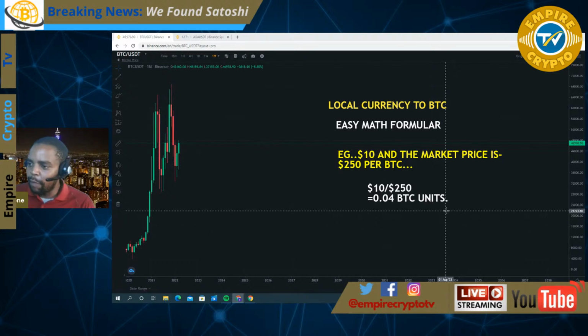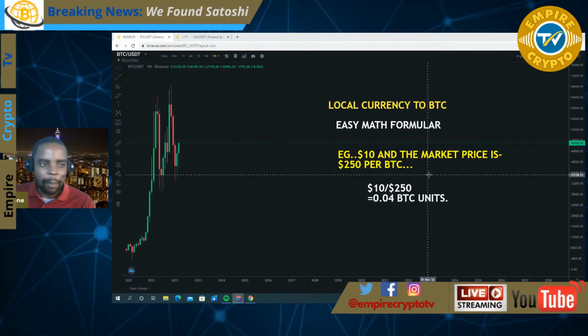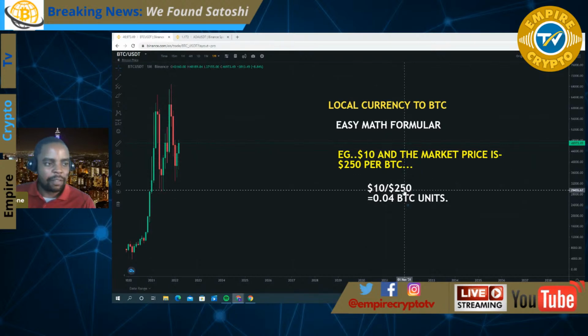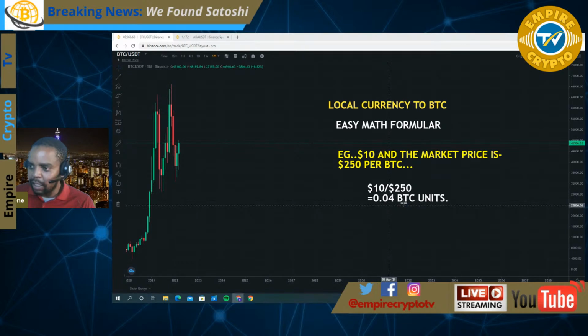If you have $250 per coin on the market, right? What you would do, you simply take your $10 and you divide it by the market price, which is $250, an example. And then you would get 0.04 BTC units. Check that out for yourself on your calculator. This is the answer that you'll get: 0.04 BTC.